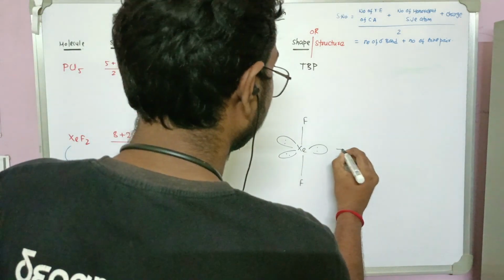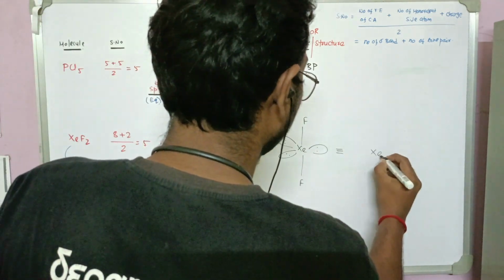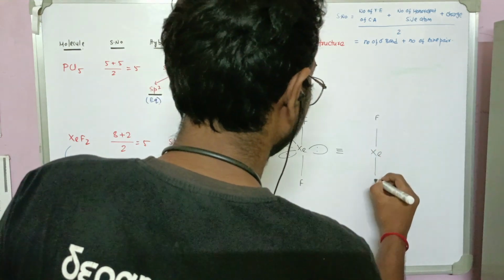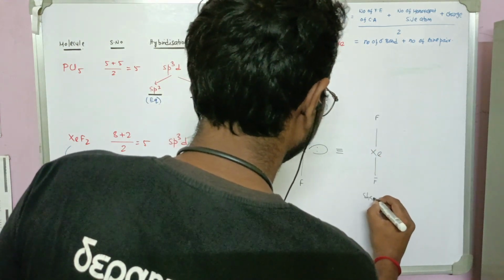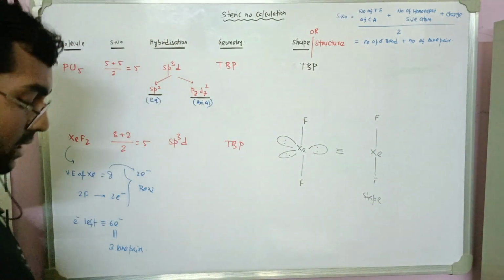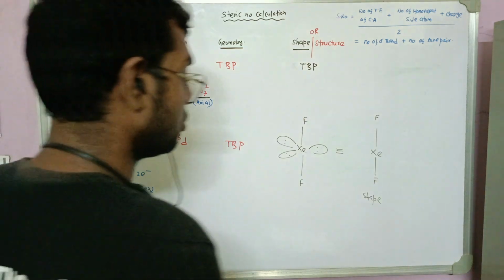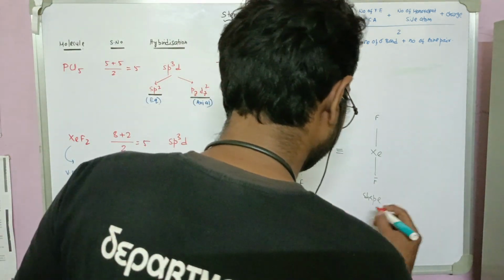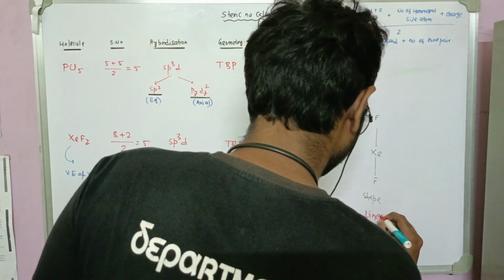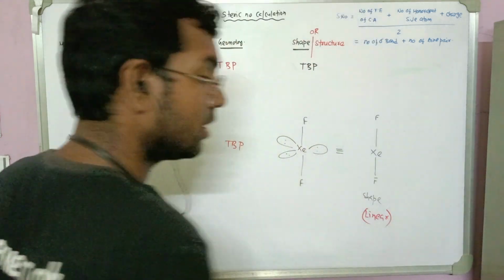It is a geometric representation. If we consider the shape, then that will look like this one. This is the shape, and we can see clearly that the shape is linear. So this shape is called linear.